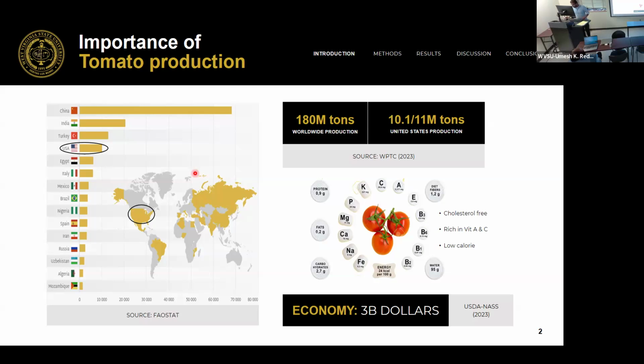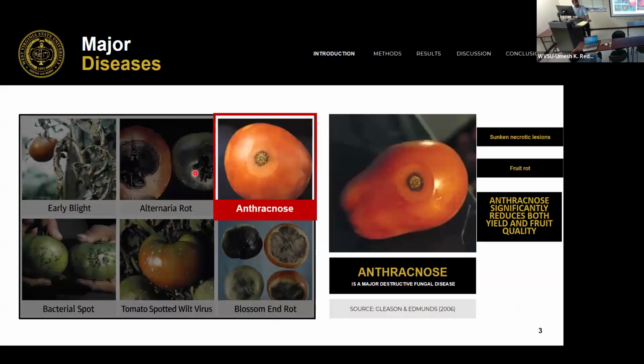But the production of tomato is severely affected by diseases, and one of the major fungal diseases associated with tomato is anthracnose. The characteristic feature of anthracnose is that it produces a dark necrotic sunken lesion on the ripened fruit, which degrades its quality and also the yield. The molecular mechanisms of anthracnose resistance in tomato are poorly understood.